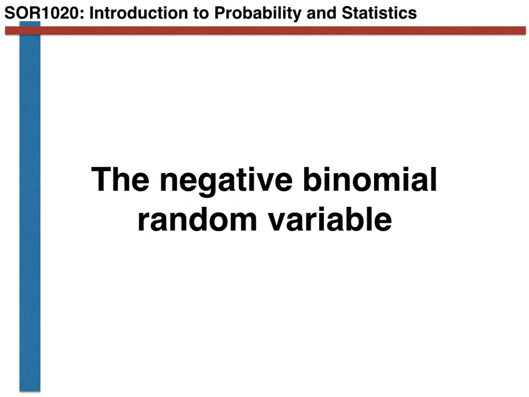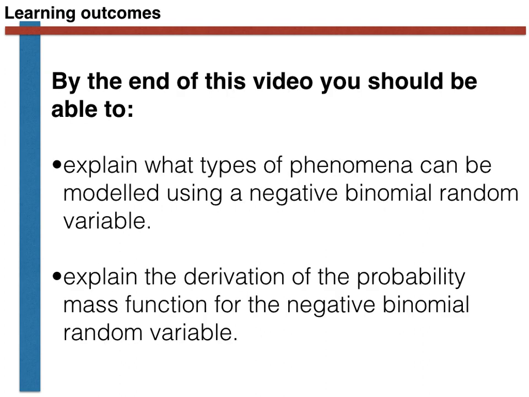Hello. In this video we're going to introduce yet another kind of discrete random variable, a negative binomial random variable. Consequently, by the end of this video you should be able to explain what kinds of phenomena can be modelled using a negative binomial random variable, and you should be able to explain how the probability mass function for this type of random variable is derived.